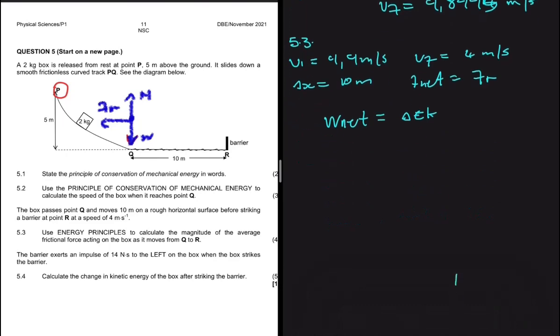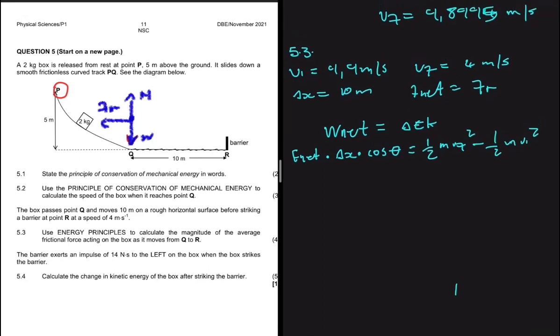So work net, we know that it is equals to F net multiplied by delta X multiplied by cos of theta, and this is equals to a half mvf squared minus a half mvi squared, right? So if we go ahead and substitute, we've already established that F net is just frictional force, right? That is the only force that is doing work on our object. So we're gonna have Fr multiplied by 10 multiplied by cos of 180, right? The angle we use with regards to frictional force is always going to be 180 because it's opposing the motion parallel to the surface all the time. So yeah, the angle for frictional force is always 180.